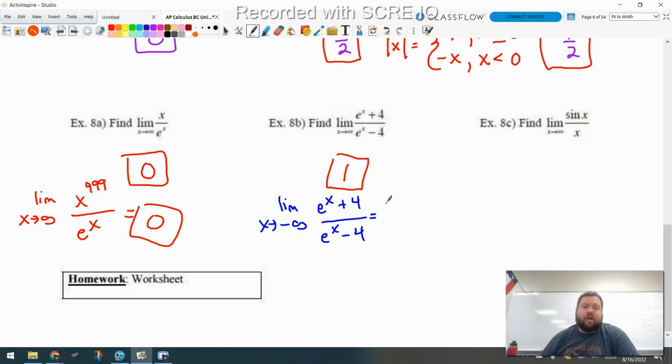The AP exam does not like you to actually plug in negative infinity, so you have to kind of think about this. But if I plug in a negative, so let's say I plug in negative 100 just to get a big negative number, that would be 1 over e to the 100, right? Because you can change that negative exponent to a positive by making it a fraction.